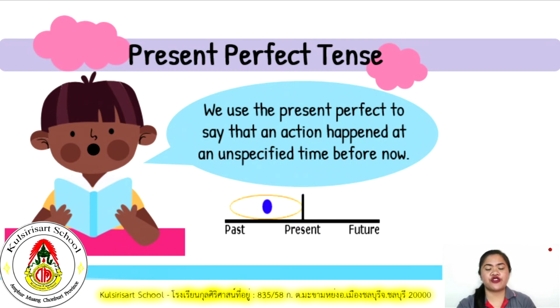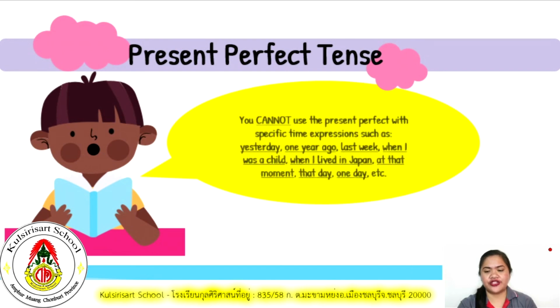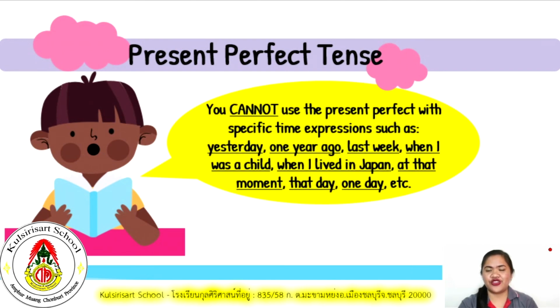So we have here the drawing. When we talk about now, it is the present. We are just going to use present perfect if the time is unspecified. Unspecified means you are not sure, but it happened before now or just a while ago.